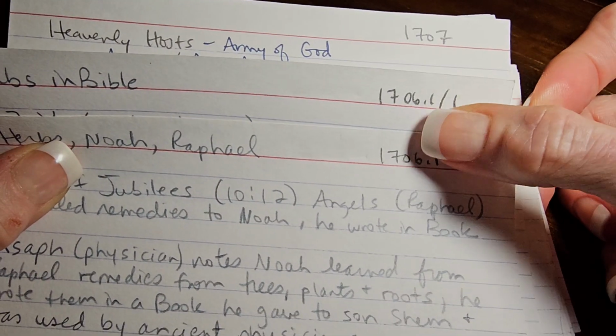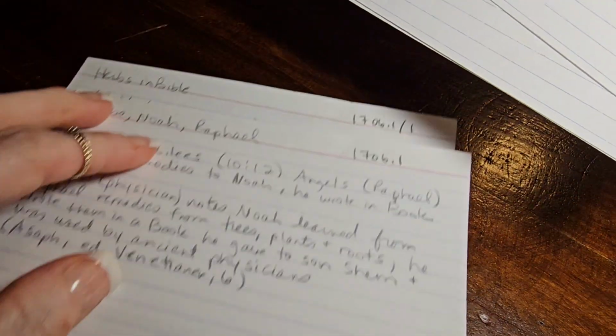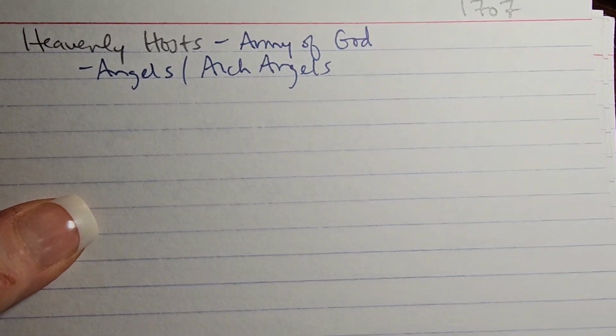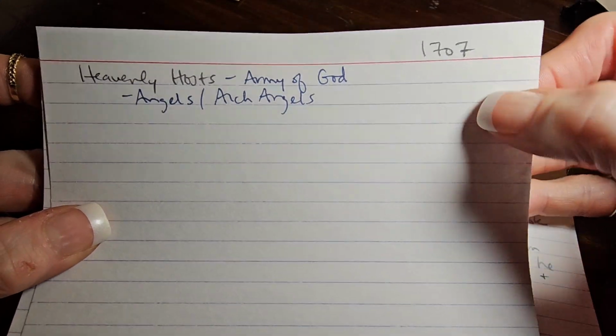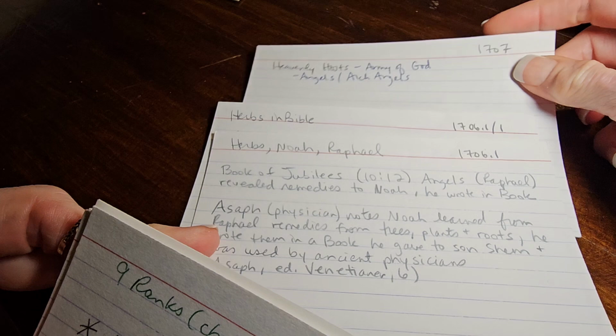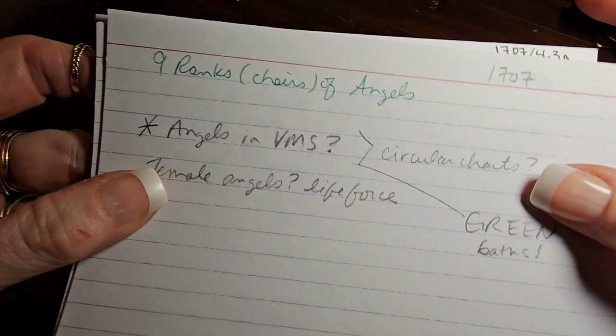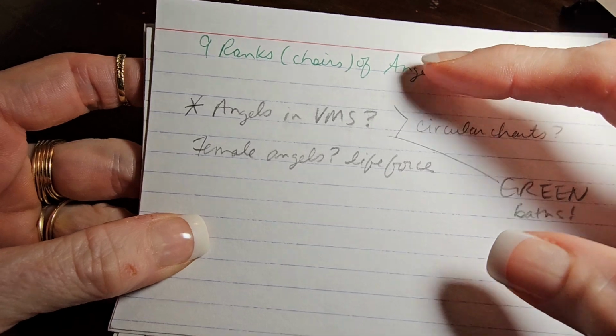You'll notice I've gone from 1706 to 1707. In this one, I'm talking about the heavenly hosts, or the army of God. And under that, I've made a note to myself, the angels and the archangels. So you can see I'm categorizing for myself, what does this group of beings look like? At 1707, here's a second 1707 card, which a little further describes them.